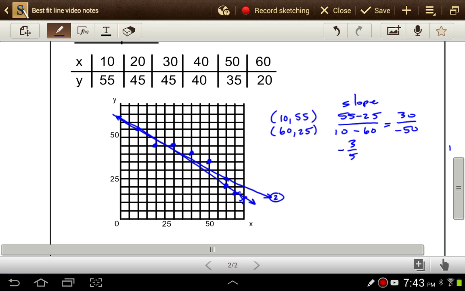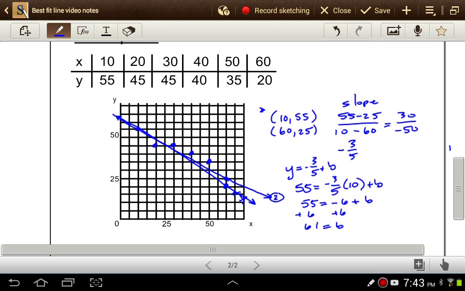Now I do my y-intercept. I guess I can write that to remind myself what I'm doing here. So I plug in y. I'm going to use 10 and 55. That seems maybe a little easier. So 55 equals negative 3/5 times 10 plus b. Okay, that's going to be negative 6 right there. So 55 equals negative 6 plus b. All right, then I'm going to add 6 to both sides, and I get 61. All right, and so there's my y-intercept.